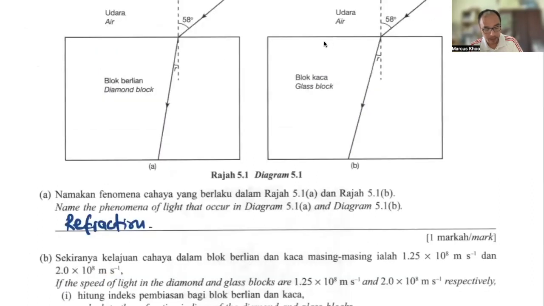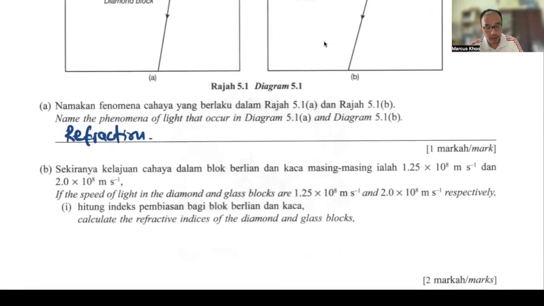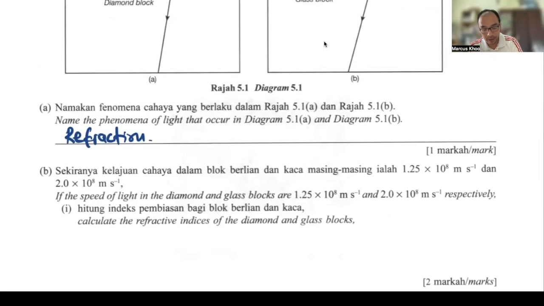Okay, so the question is, if the speed of light in the diamond, so this is diamond and this is glass, calculate the refractive indices of diamond and glass block. So there are two parts to this. You have to calculate the refractive index of the diamond and the refractive index of the glass block. If you're going to calculate the refractive index by using the speed of light, of course, you have to hold on to the fact that the speed of light in the air is always 3 times 10 to the power 8. This is in the air.